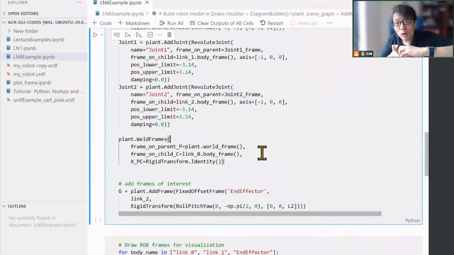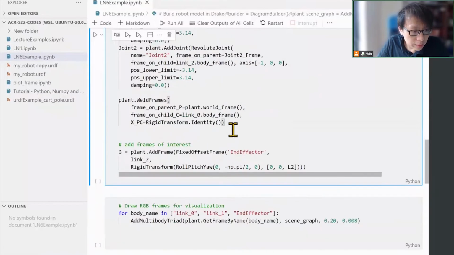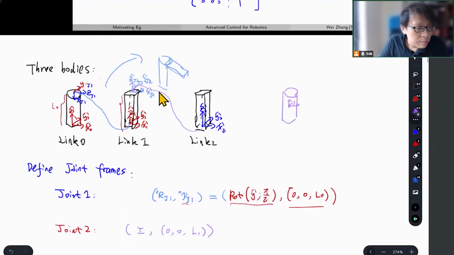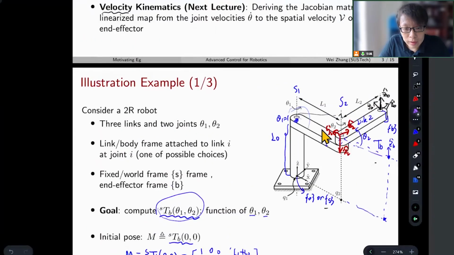I just say plant weld frames, and these two frames are welded together. It's not a joint anymore. It doesn't move. It doesn't have an axis. It's fixed together. All right. So the link body frame becomes the world frame. Okay, and there's no kind of rotation or change. So far I just put all of them together. Now I have this whole thing.